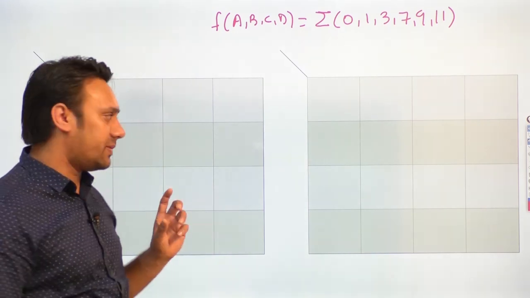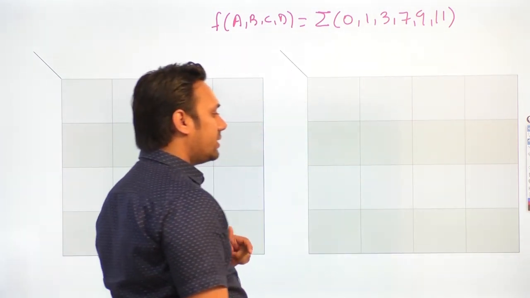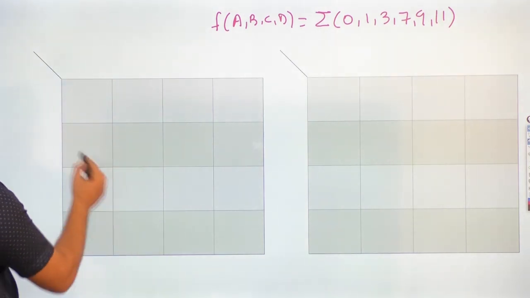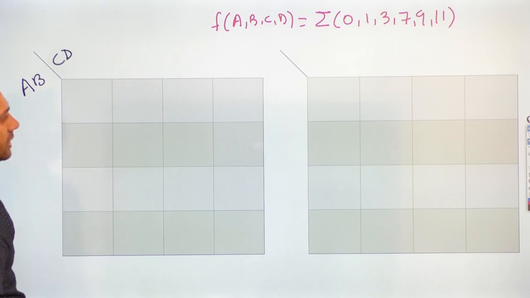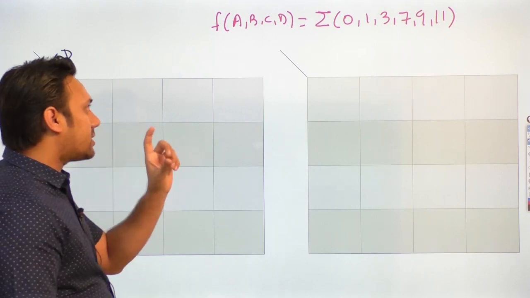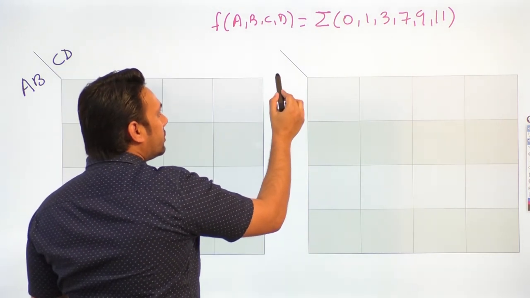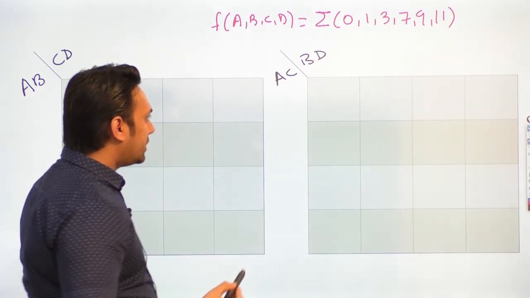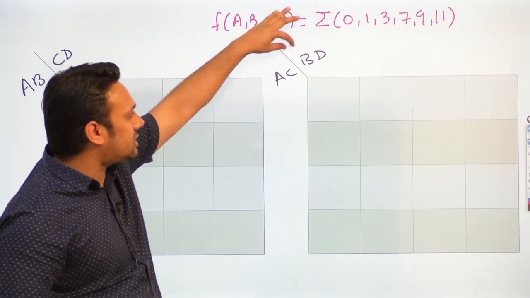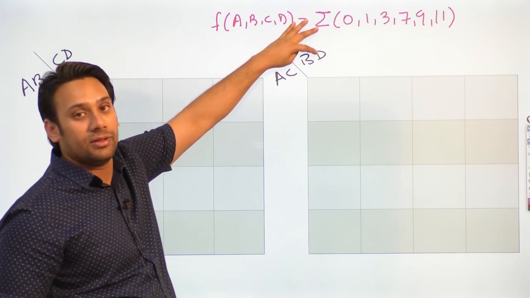We will cover everything step by step. Now, what I'm doing here is something special. I'm representing AB here and CD here. Just for a purpose, because I want to explain something better, I'm going to represent AC here and BD here. So the values here have changed. I'm representing AC, not BD.